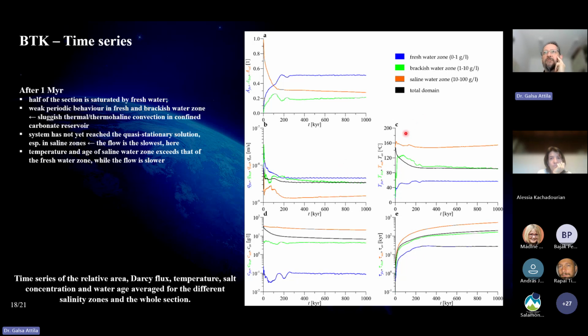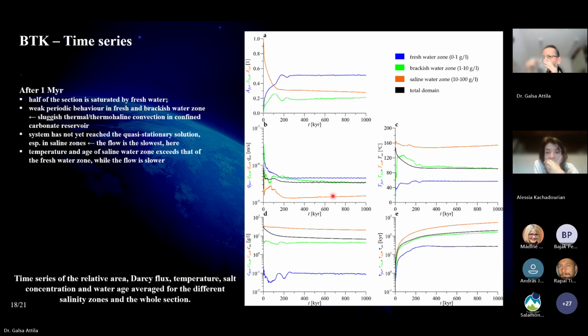And I can repeat that the saline water zone has the highest temperature, the highest water age, of course the highest concentration, and the flow is the slowest in the saline water zone.